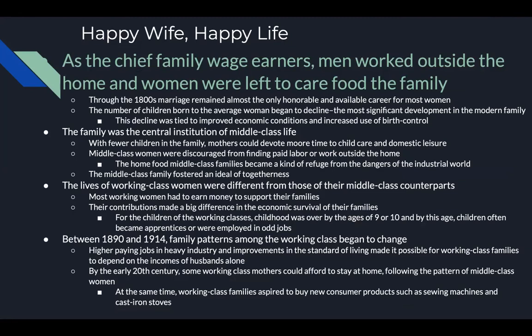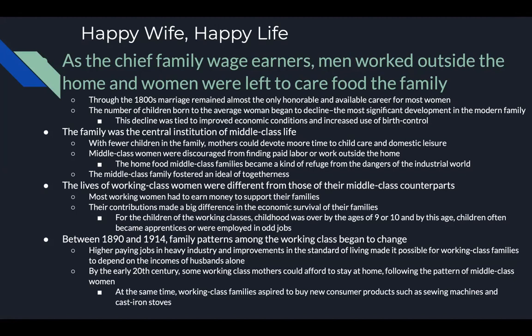The number of children born to the average woman began to decline. The most significant development in the modern family. This decline was tied to improved economic conditions and increased use of birth control. The family was the central institution of middle class life. With fewer children in the family, mothers could devote more time to childcare and domestic leisure.